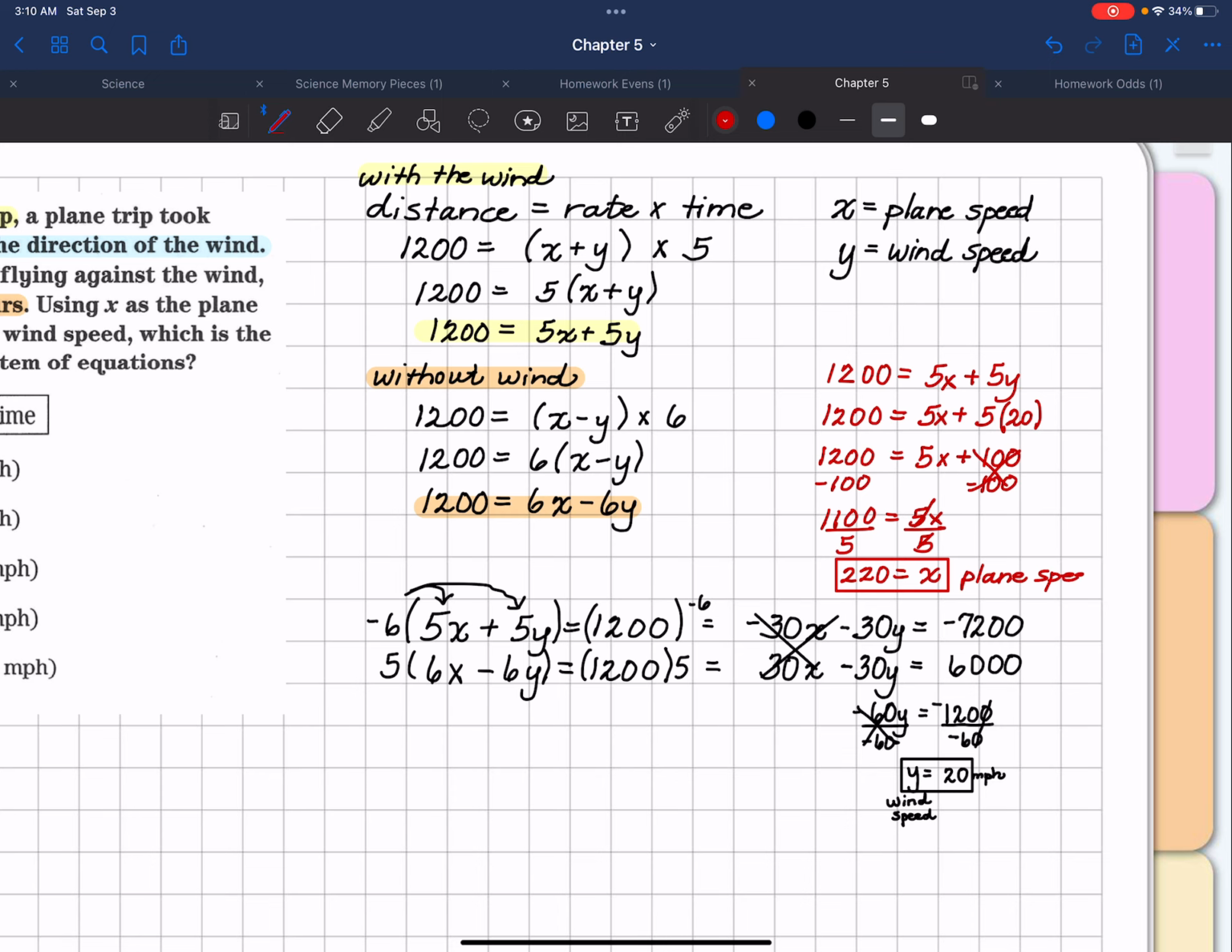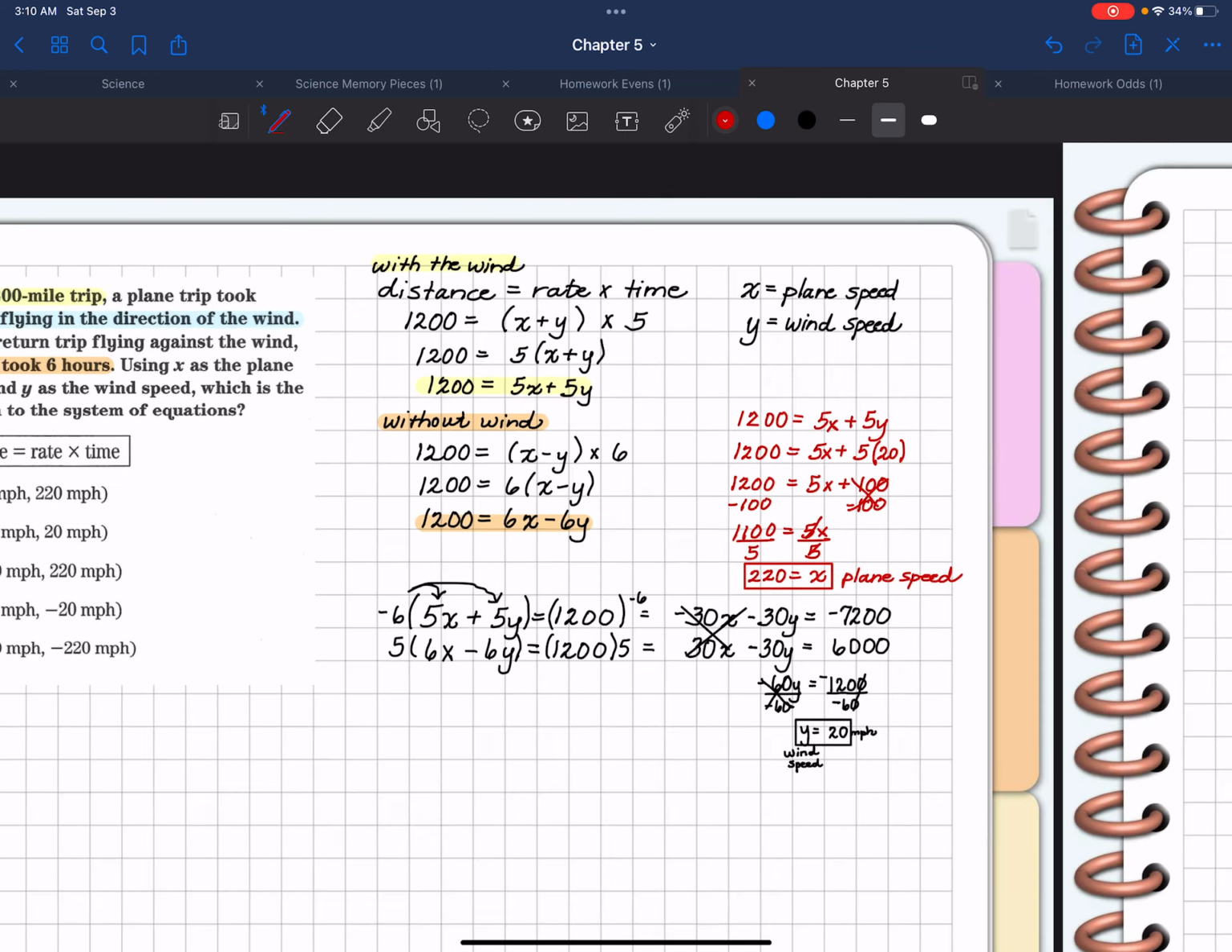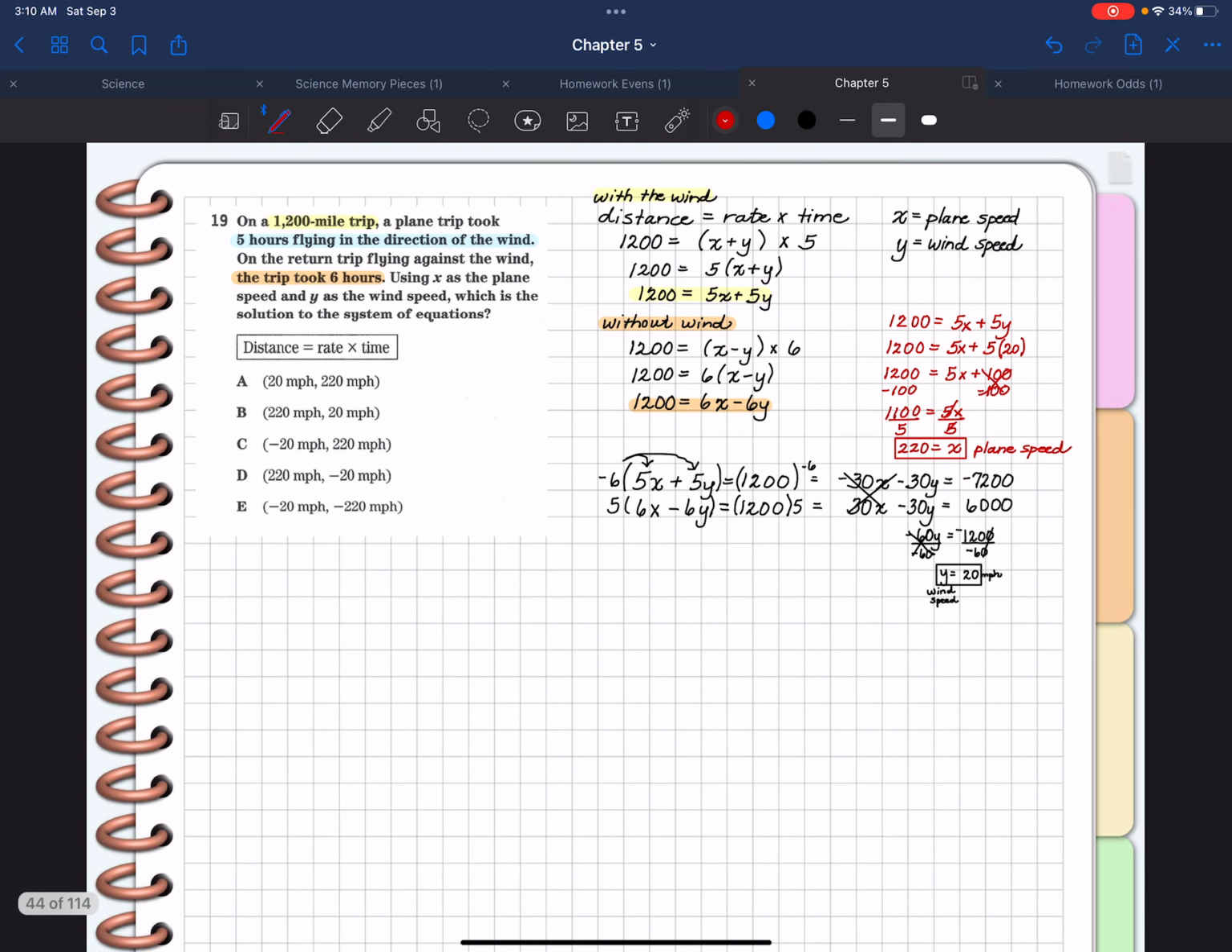I like that question. If you ever decide to become a pilot, you'll need to know how to do that. All right. Answer is going to be x of 220, y of 20. So I like answer B for that one. And I really like the elimination method. I think I'm going to start using that a little bit more.